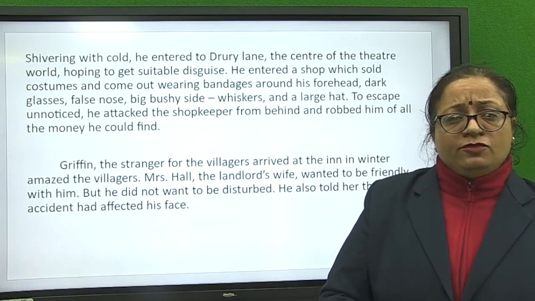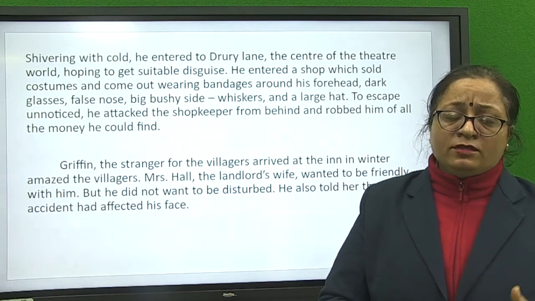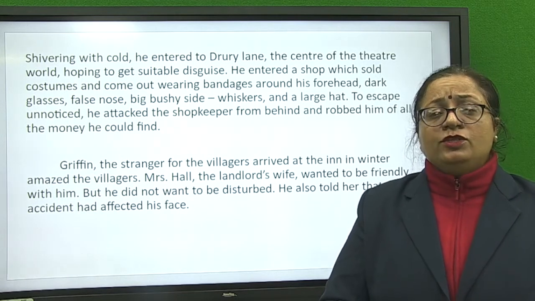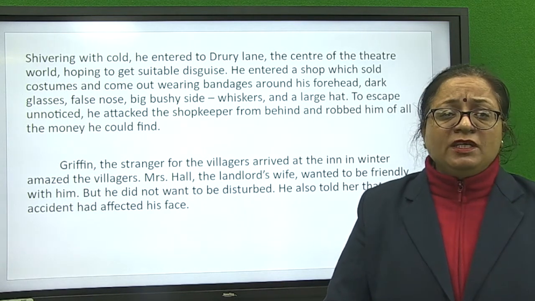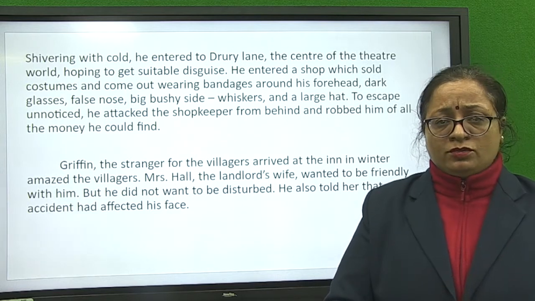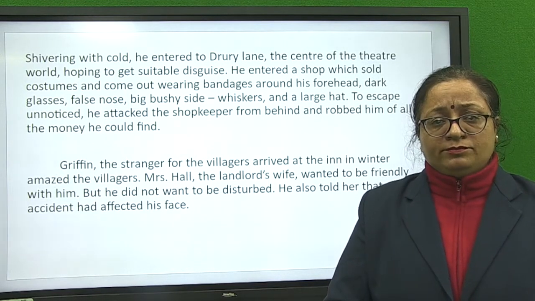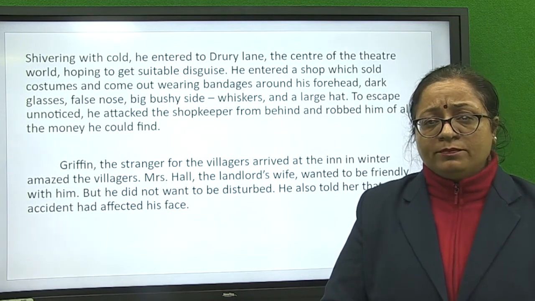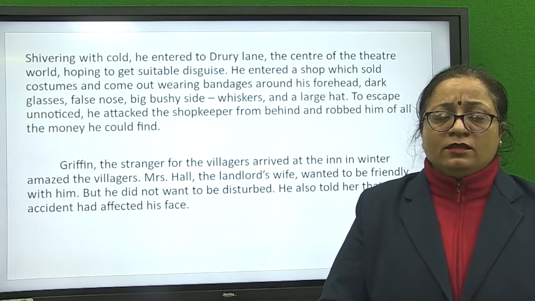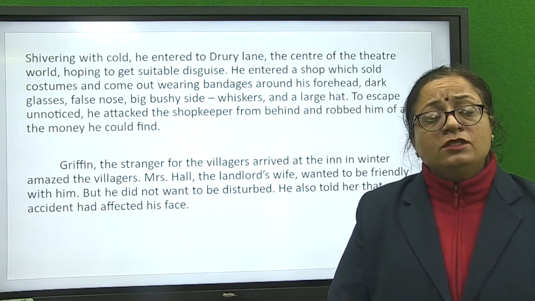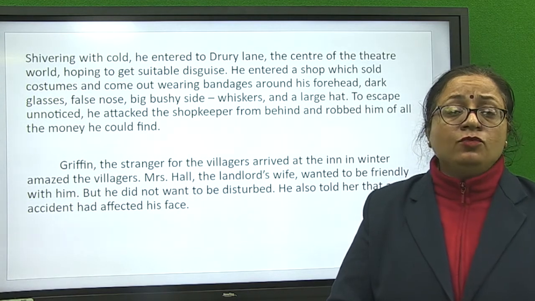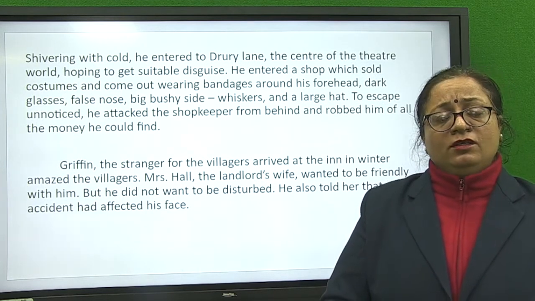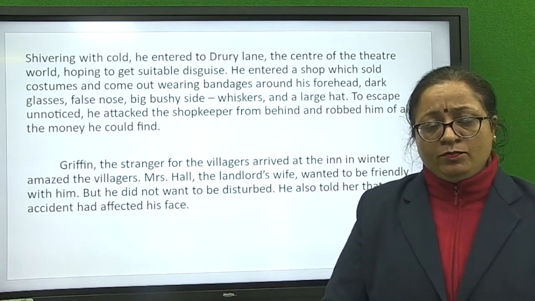Mr. and Mrs. Hall were discussing him, because he was a stranger, a strange kind of person there. So they decided to talk to him, but he kept his room closed all the time, and it was quite difficult for anyone to get to know him. And then one day Mrs. Hall demanded money for his room rent. Griffin told her that he was expecting a check, and once he got it, he would pay.